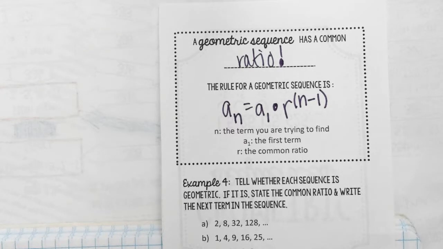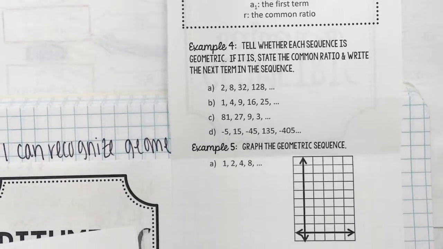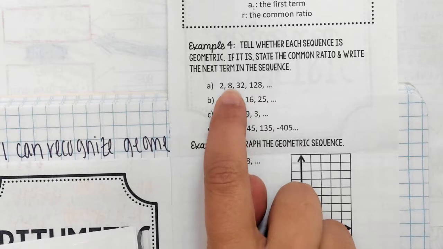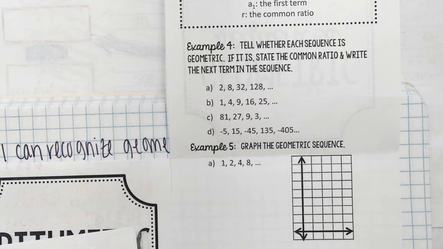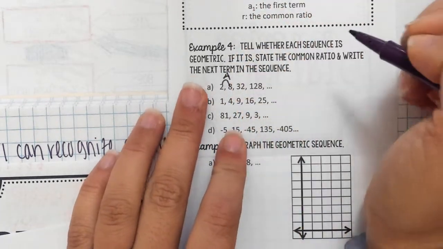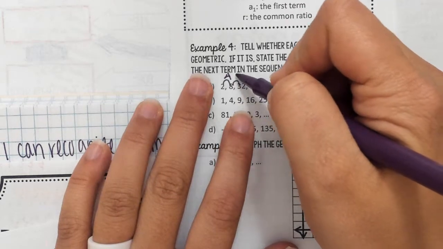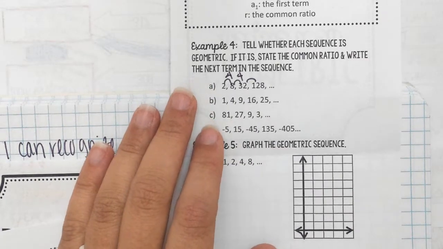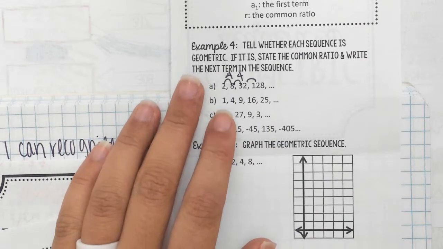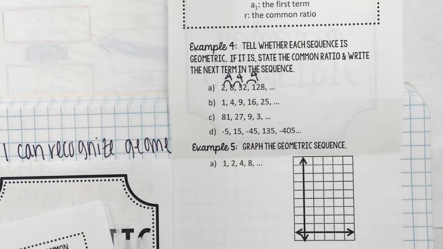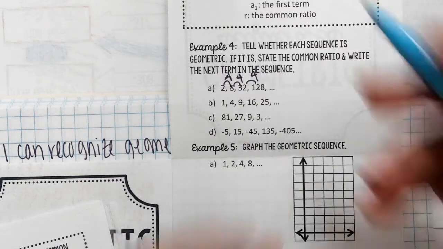Now, example 4 says to tell whether each sequence is geometric. If it is, state the common ratio and write the next term in the sequence. All you have to do is divide. So let's do 8 divided by 2. Tell me what you get. 4. What's 32 divided by 8? 4. What's 128 divided by 32? Are you sure? Or did you just guess, hoping it was the same? I'm sure. Good, 4. So is this a geometric sequence? Yes, it is. So we write yes.